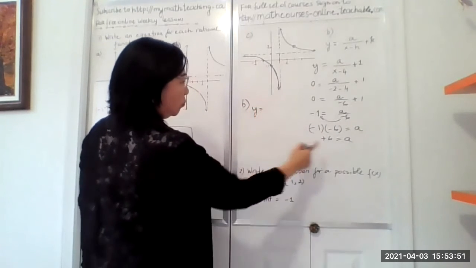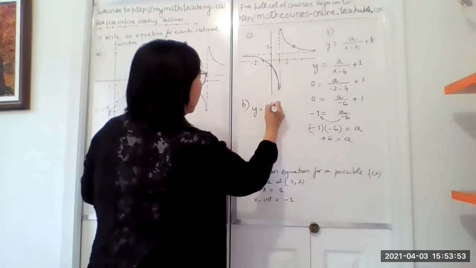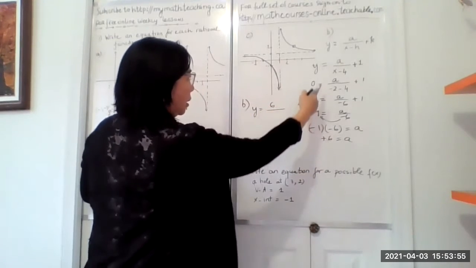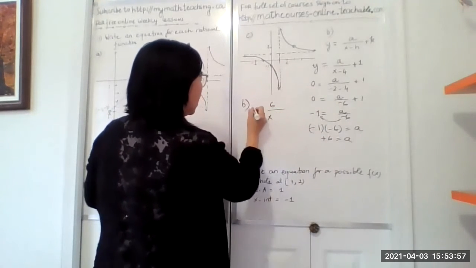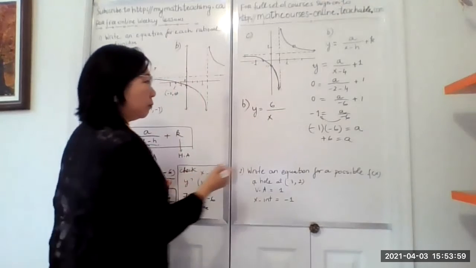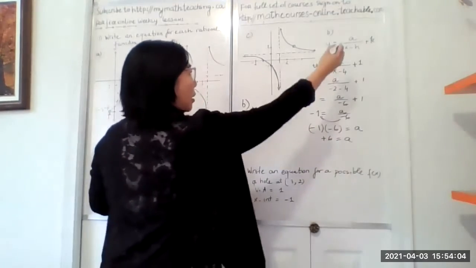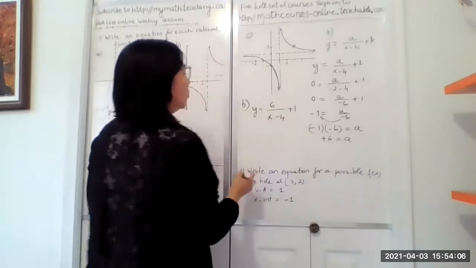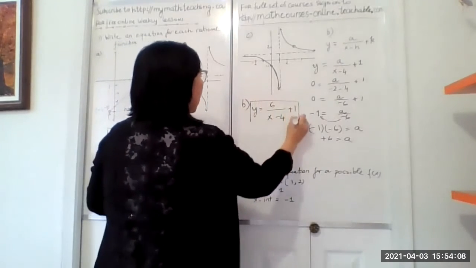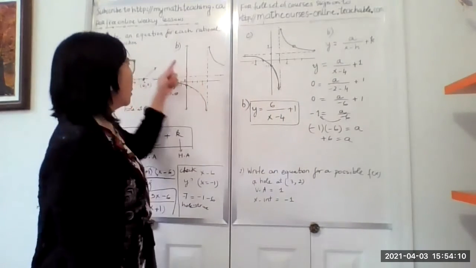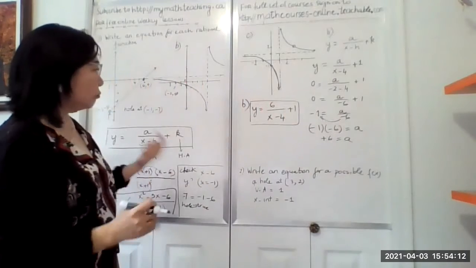Y equals, A is 6, so I put it on top. And X is just X, Y is just Y. That's how you write an equation. Minus 4. And the K here is plus 1. So this is how I answer the second diagram here.